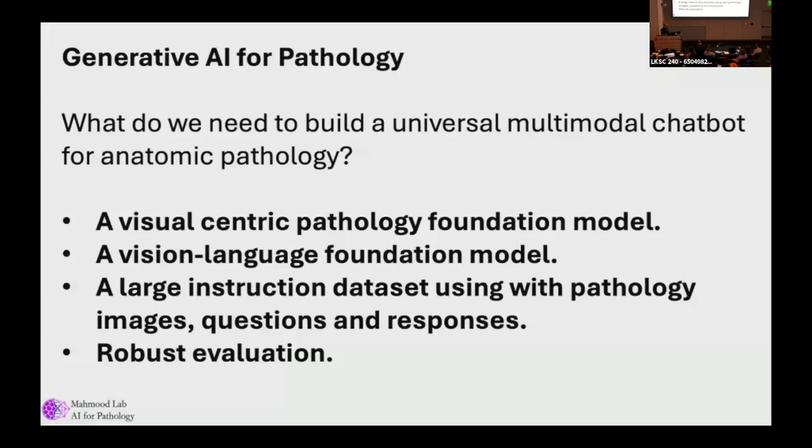We need a large self-supervised model that can extract rich feature representations from pathology images. We need a vision language model that can encode both images and text. And importantly, we need a large instruction data set that uses pathology images, questions, and has appropriate responses. And finally, we of course need robust evaluation.